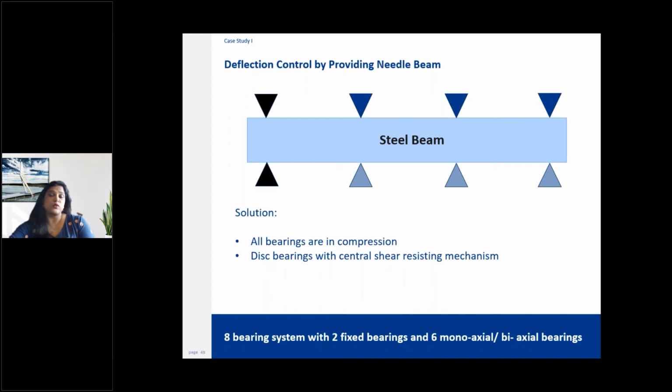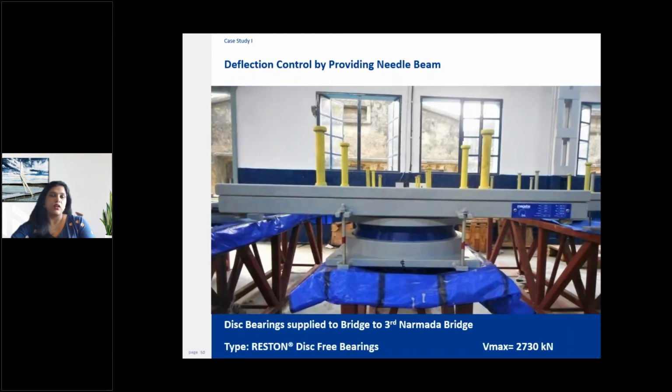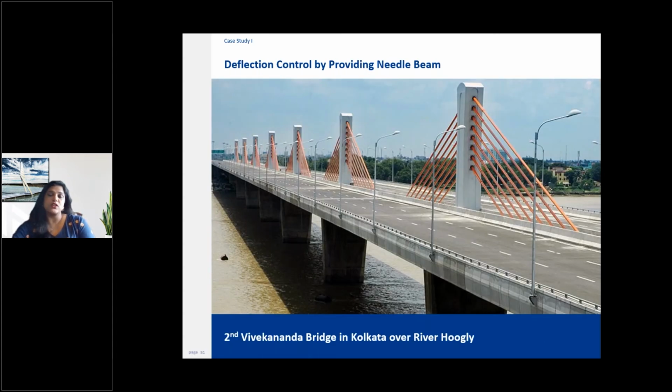In this case, there was also no need of providing any tension anchorage system, as you can see in this picture. This is the photograph of the rest-on disc bearings that were supplied to the third Narmada Bridge project being assembled at our workshop in India. And another shining example of this application is the second Vivekananda Bridge over River Hooghly in Kolkata.